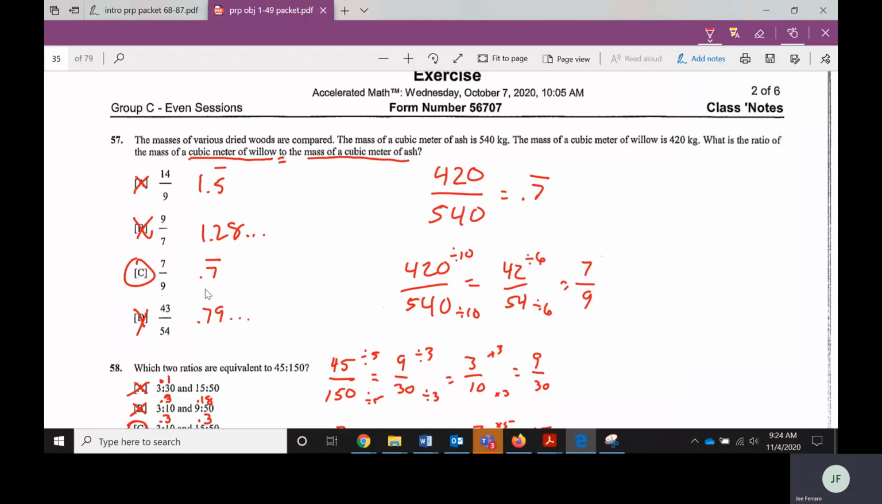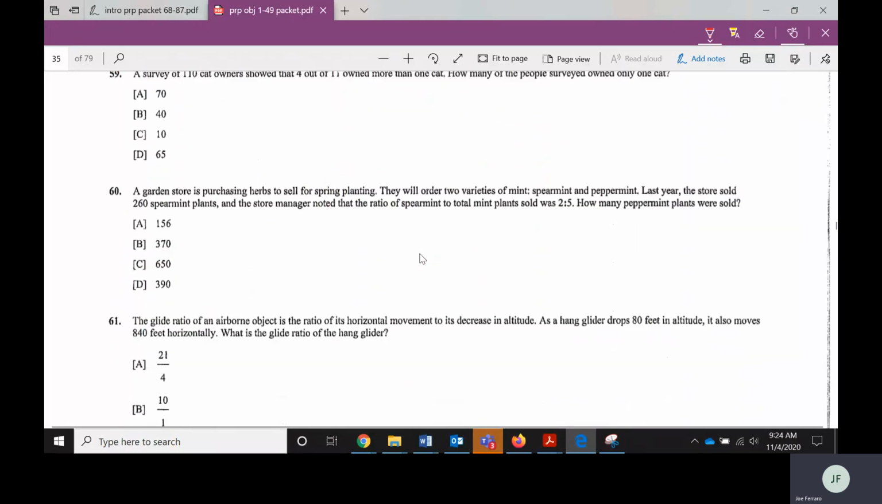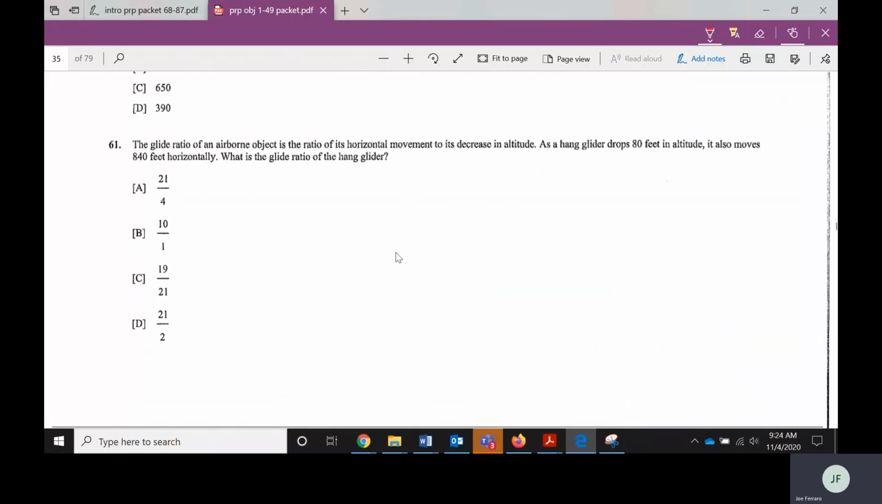So that's how you do that one, both the decimal and fraction ways. Let's look at just one more of those, and we'll start solving proportions. It's kind of the main stuff of this one. So number 61 says the glide ratio of an airborne object is the ratio of its horizontal movement to its decrease in altitude. If that doesn't make sense to you right now, no big deal. Let's get to the question.